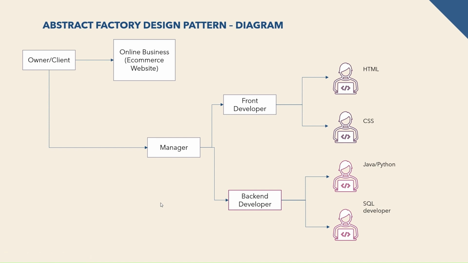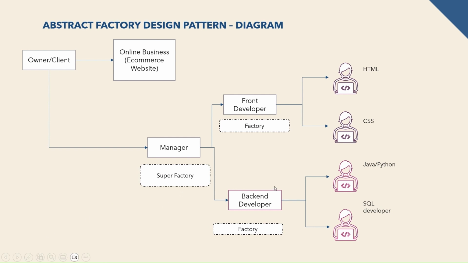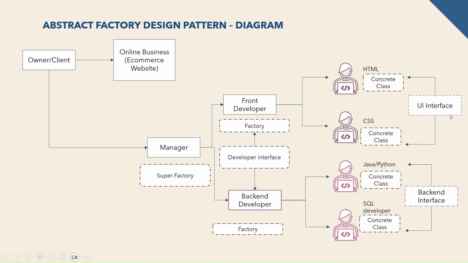Now, as per the definition, the manager is a super factory which is going to manage the two different factories that have the same interface called the developer interface. The front-end developer is one factory and the back-end developer is another factory, which shares a related object. Here, the HTML and CSS are the related objects which share the same interface called the UI interface.